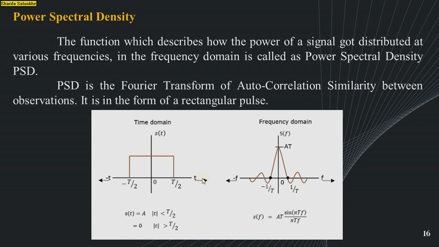PSD is the Fourier transform of the autocorrelation, and it is in the form of a rectangular pulse. So this is the s(t) signal having a rectangular pulse from minus T/2 to plus T/2, having amplitude A. That is, s(t) equals A for |t| less than T/2 and it is 0 otherwise, that is for |t| greater than T/2. Its frequency domain representation is like this: from minus 1/T to 1/T, the AT is present, and its spectral frequency domain equation will become AT sin(πTf)/(πTf).